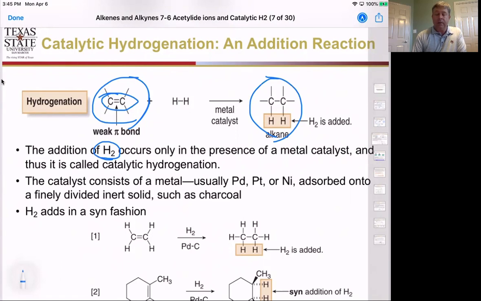Okay, so hydrogen is a non-polar bond, so we really need to influence it to go ahead and add across the double bond. And we usually do that by adding a catalyst. Most of the time we use a catalyst that's palladium, platinum, or nickel. The reason it works is it's actually adsorbed to the surface of the solid, and therefore it reacts all at once in a syn addition.